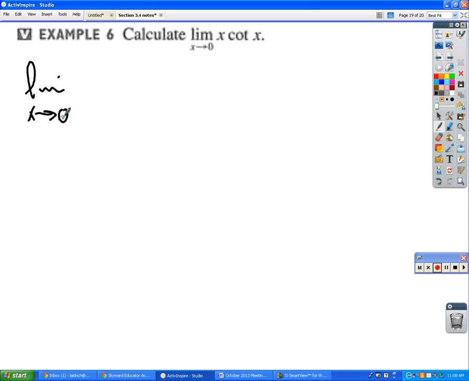Let's do the limit as x approaches 0 of x times the cotangent of x. And what does your math instinct tell you that you should immediately do? Cotangent equals cosine over sine, right? Yeah. I think so. So I want to rewrite, right, I'm going to rewrite cotangent as cosine over sine, okay?